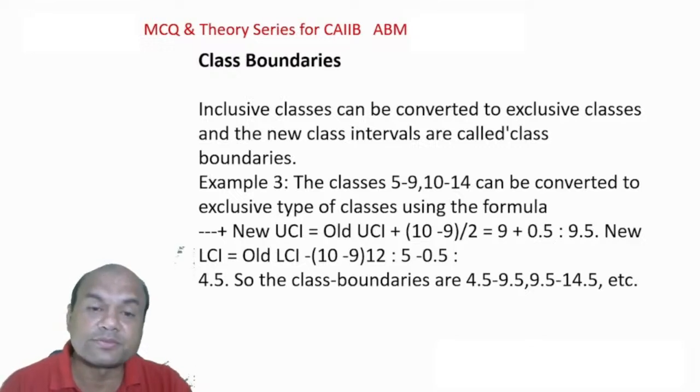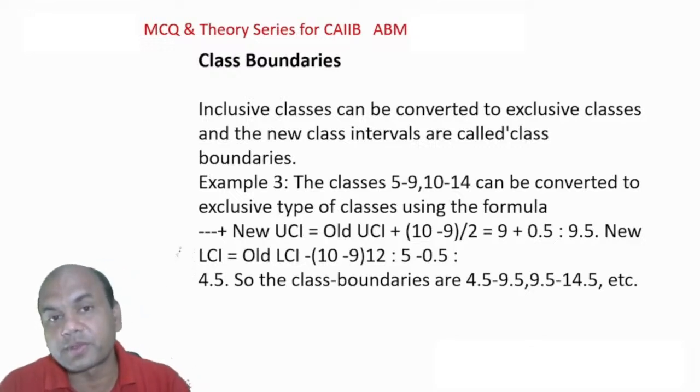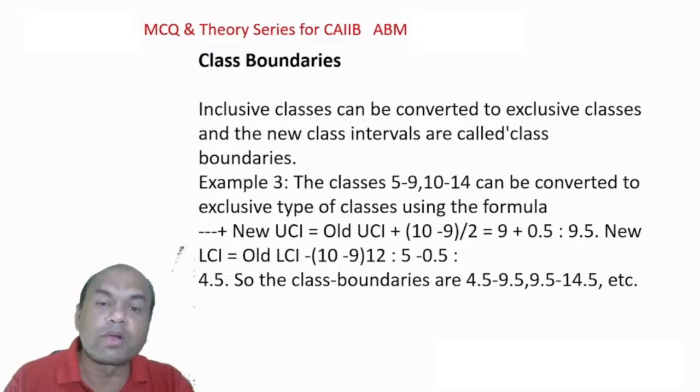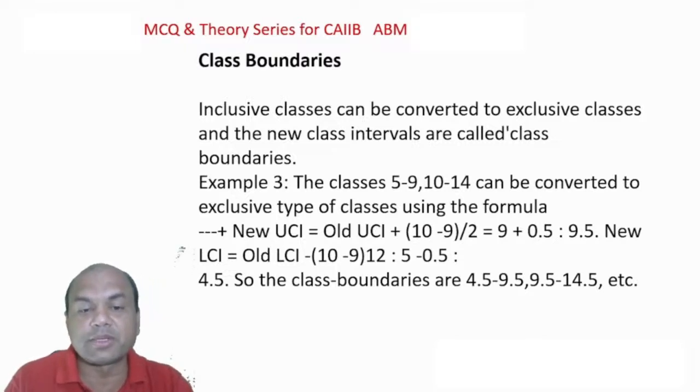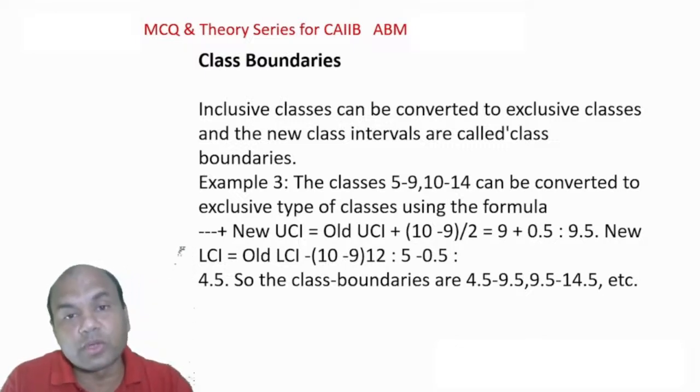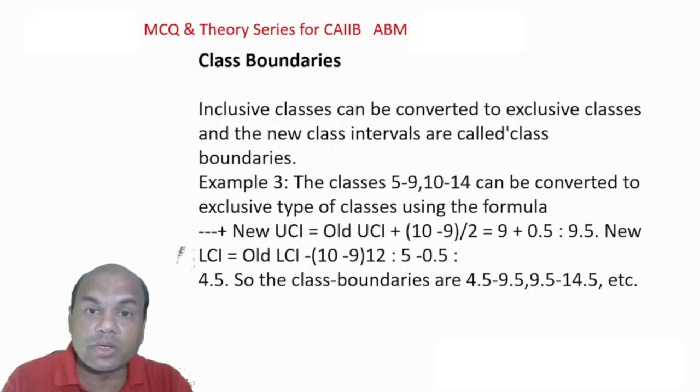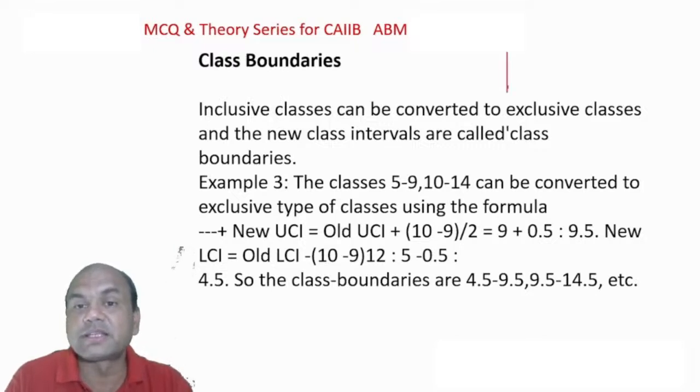Class boundaries. Now there are two types of class boundaries. Remember, what is a class boundary? I'll give you a simple example. Just now we saw classes meaning 0 to 5, 5 to 10. Now it can be of two types. What are the two types? Let's say I divide it like this. Let's keep it simple.